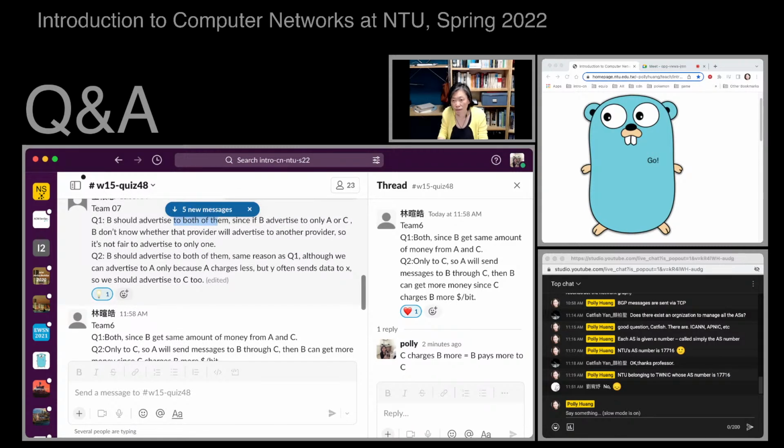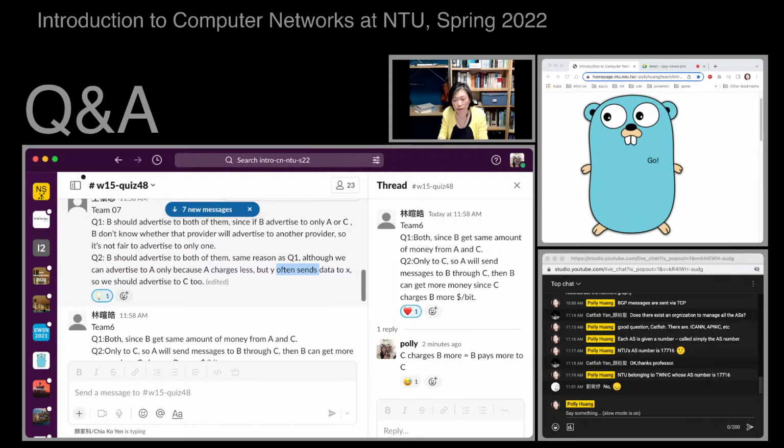Second, should advertise to both. Same as Q1. Although we can advertise to A only because A charges less. But Y often sends data to X, so we should advertise to C too. Okay. So I'm guessing that what Team 7 meant by fair is that A will feel that it's unfair because X and Y, none of them are my customer, right? But B then should be sending it to C only, right? If X, Y are the only customers, are the only parties involved in the transmission.